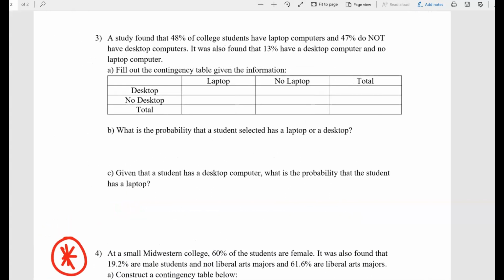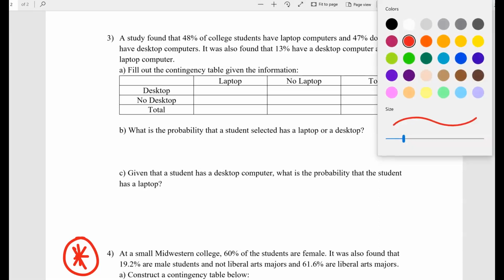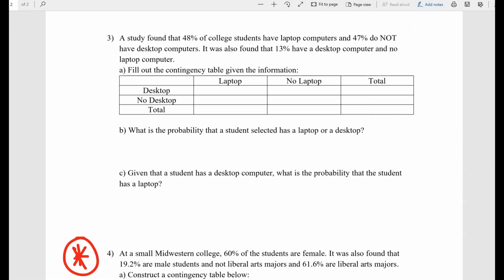Number 3 says a study found that 48% of college students have laptop computers, and 47% do not have desktop computers. It was also found that 13% have a desktop computer and no laptop computer. So part A, what we want to do is fill out the contingency table given the information. Let me use a different color. What we want to do is take all of this information they give us and fill it in on this entire contingency table.